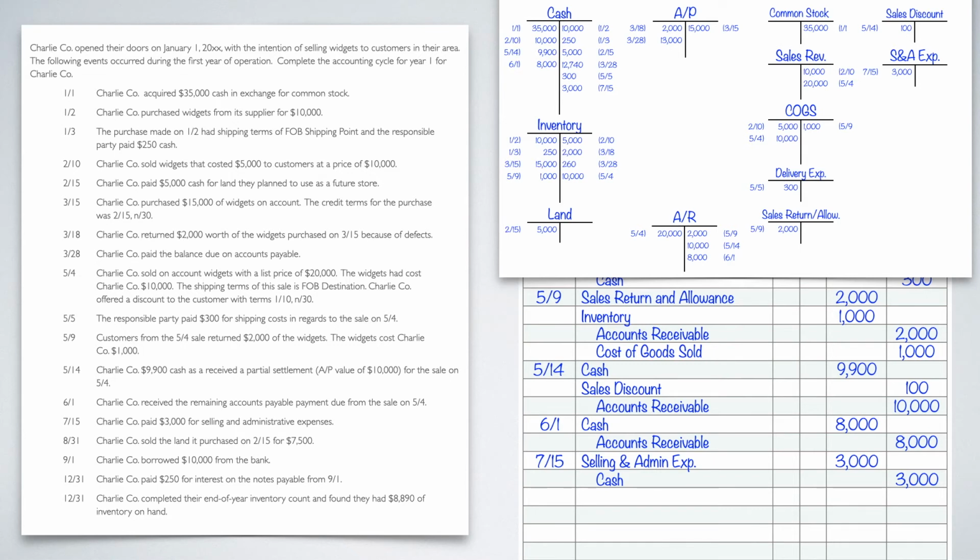Charlie Company sold the land it purchased on 2.15 for $7,500. So remember, on 2.15, we purchased land for $5,000. We thought we were going to hold on to it and use it for a future store, but maybe the values got too good and we decided to go ahead and sell it and make the difference. So we need to journalize that.